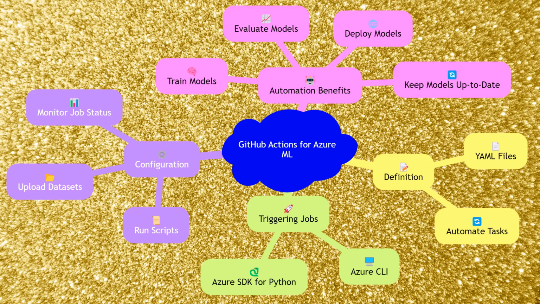GitHub Actions are workflows defined in YAML files that automate tasks in response to events in your GitHub repository. To trigger Azure ML jobs, you can create GitHub Actions that use the Azure CLI or Azure SDK for Python to submit jobs to your Azure ML workspace. These actions can be configured to run scripts, upload datasets, and monitor job status. By setting up GitHub Actions, you can automate the process of training, evaluating, and deploying machine learning models, ensuring that your models are always up to date.